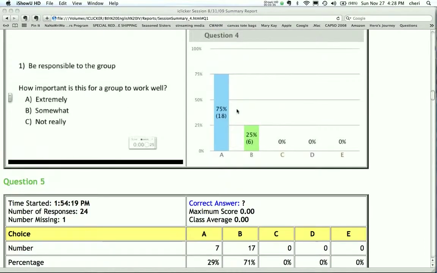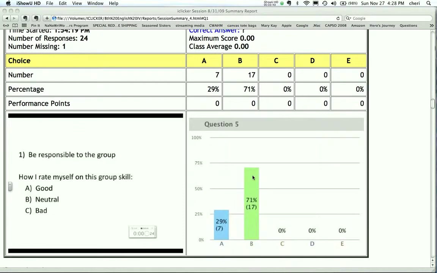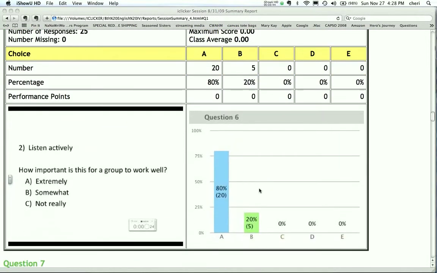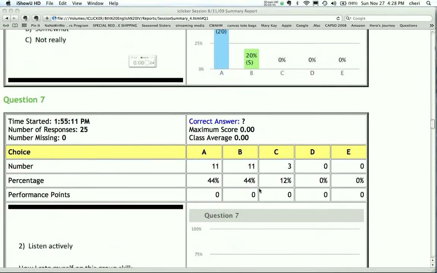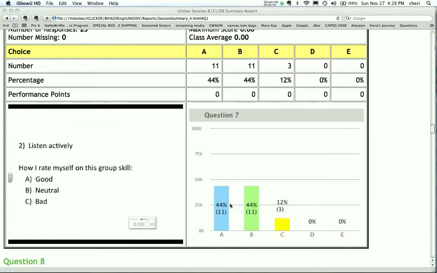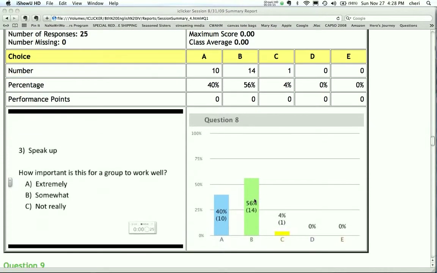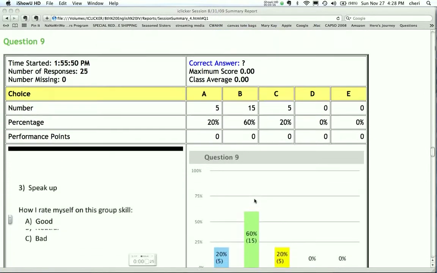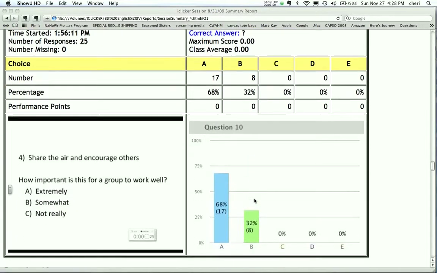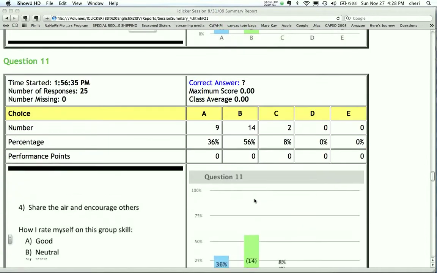And so you can see that there's a difference here. They think being responsible to the group is extremely important, but they see themselves, at least the majority saw themselves, as being rather neutral with it. So this was good information. Listening actively being very important, but they rated themselves, less than half said they were good, and many said they were neutral, and some knew they were downright bad at this. Speaking up, you can see the results. Sharing the air and encouraging others.